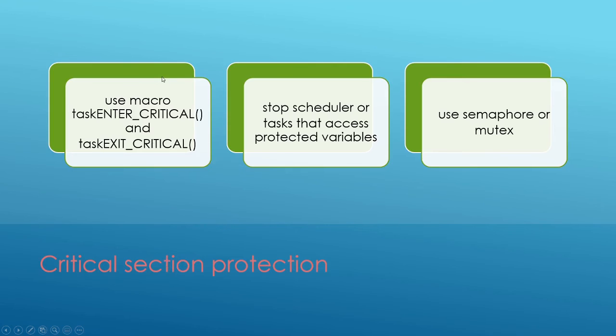There are a few methods to do that. Okay, you can use a macro and put the variable between the task enter critical and the task exit critical. Okay, or you can stop all the tasks that access that variable and resume them when you finish. More advanced, you can use the semaphore or mutex.